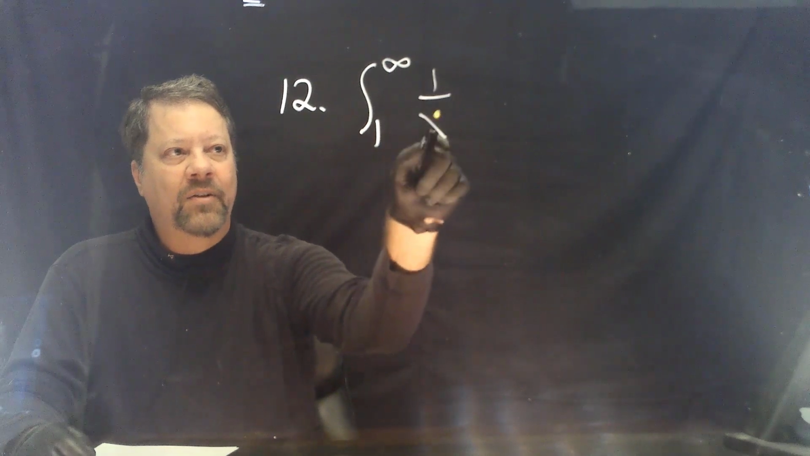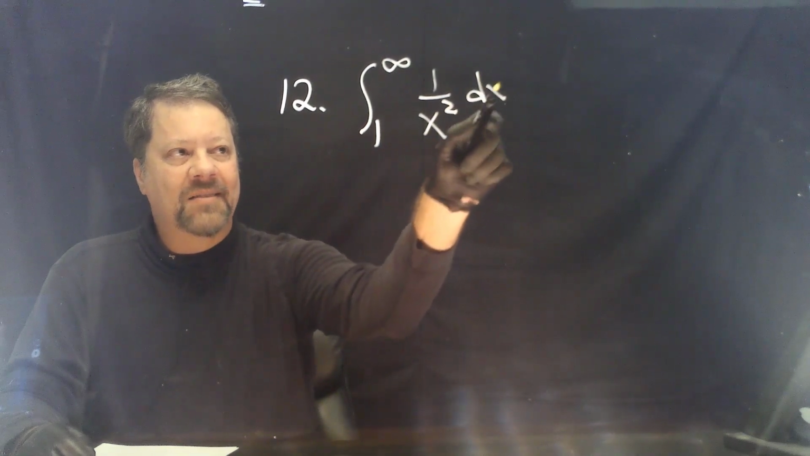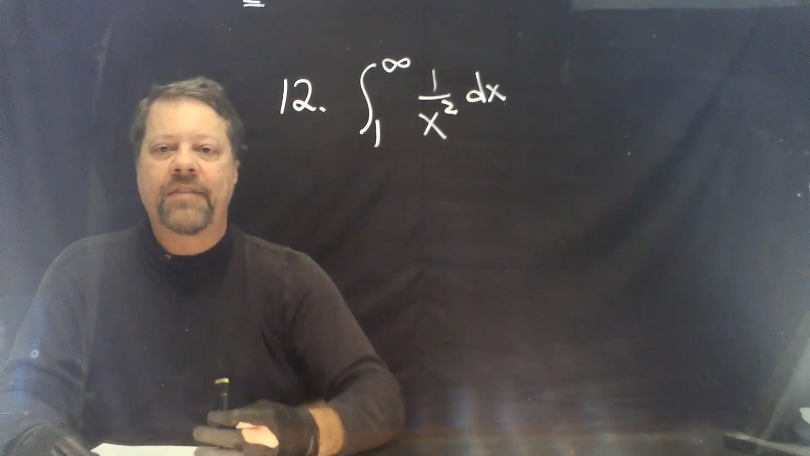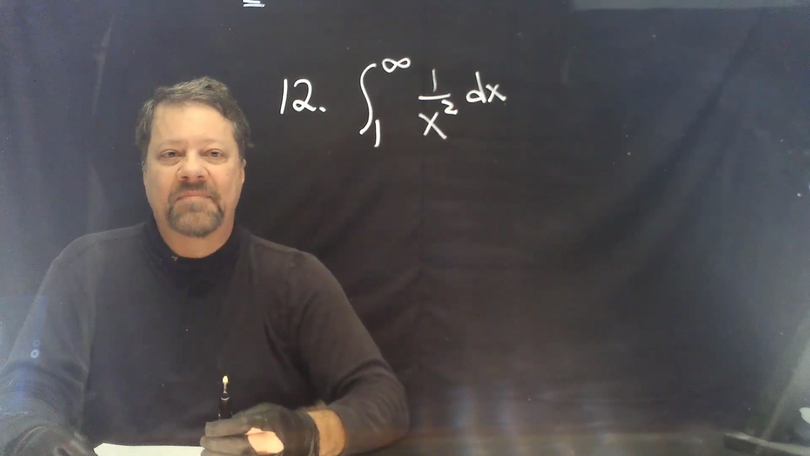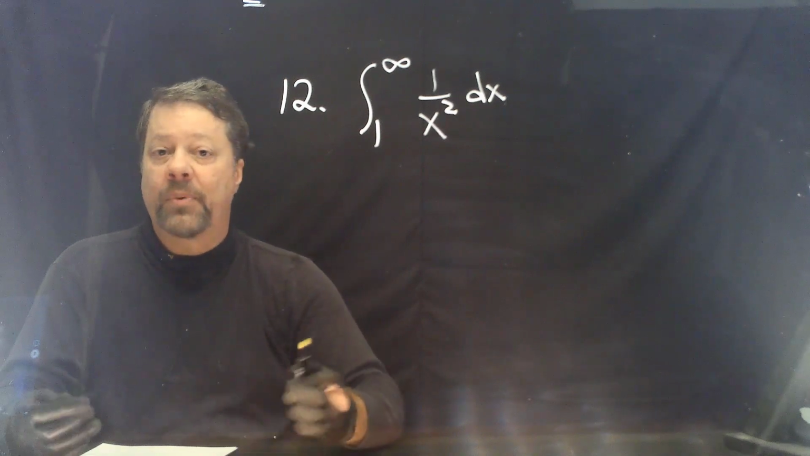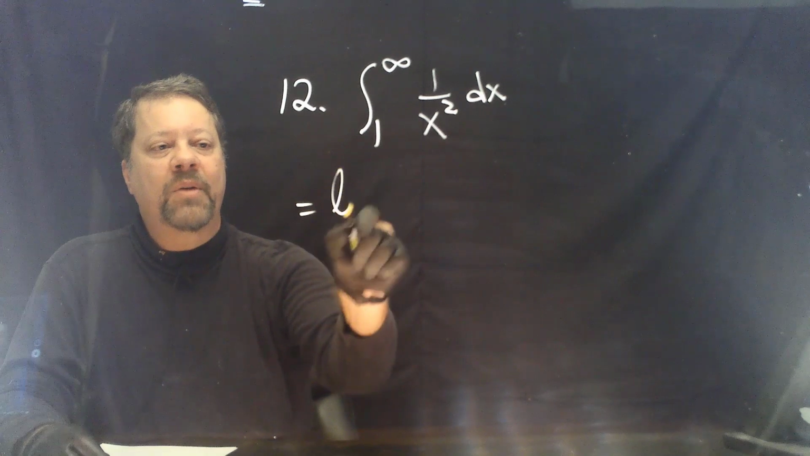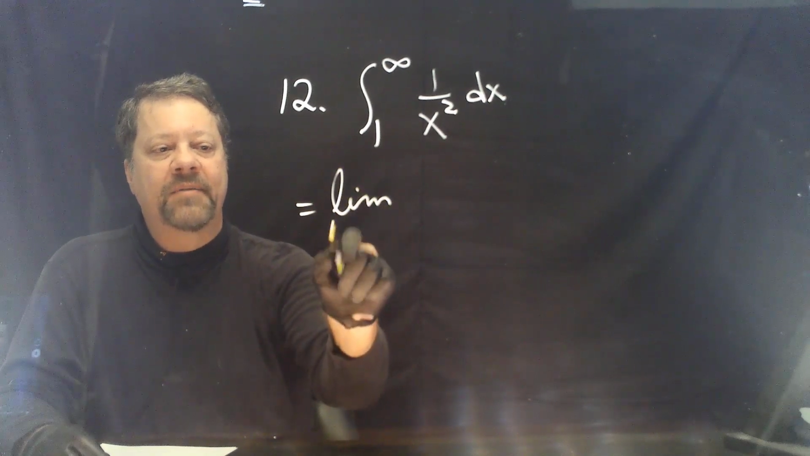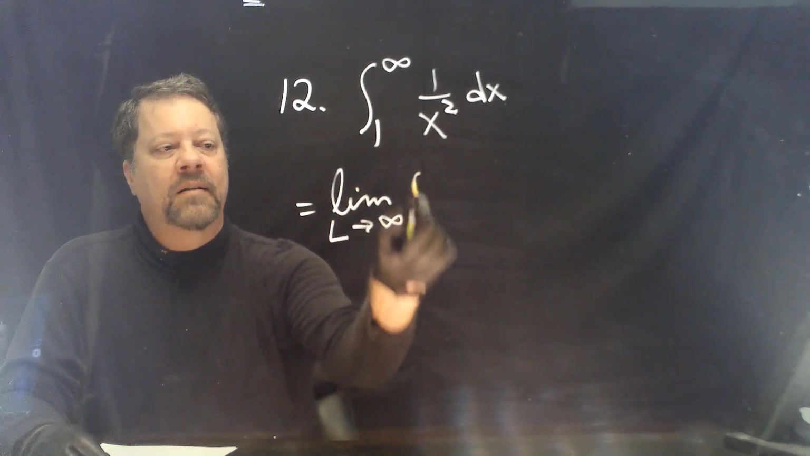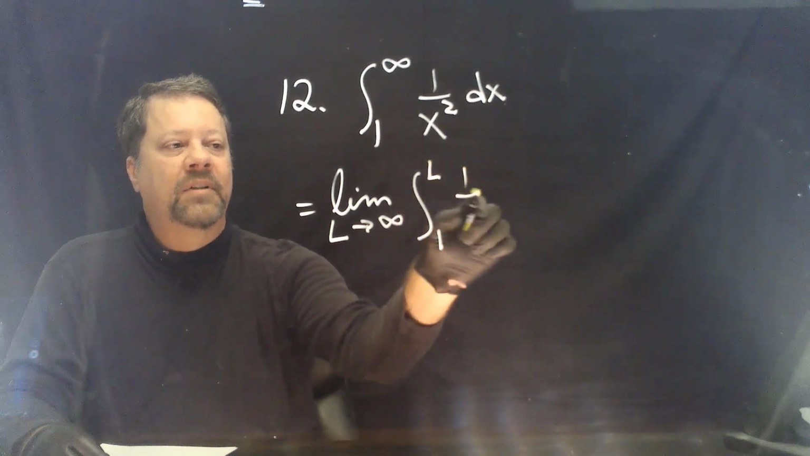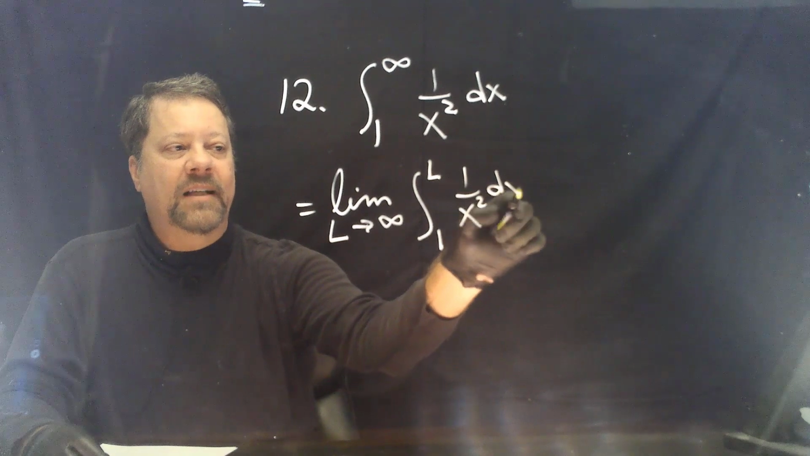On problem 12, we're integrating from 1 to infinity of 1 over x squared dx. This is an improper integral because one of the limits of integration is infinity. The function's continuous between 1 and infinity, but one of the limits of integration is infinity. So we must express this as a limit as L goes to infinity, integral from 1 to L, 1 over x squared dx.